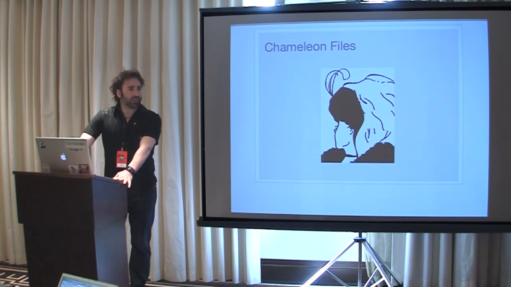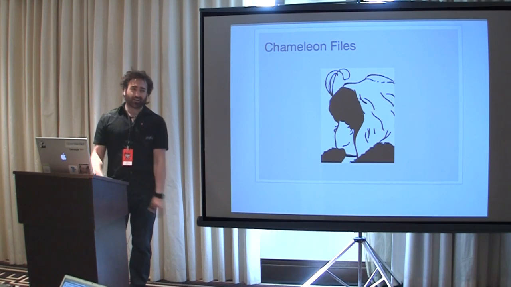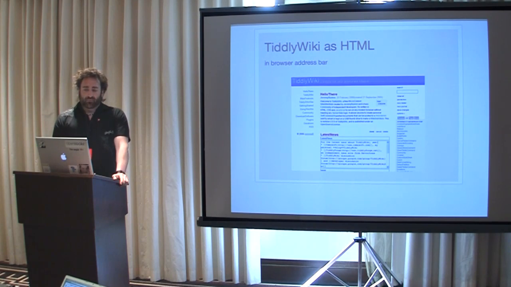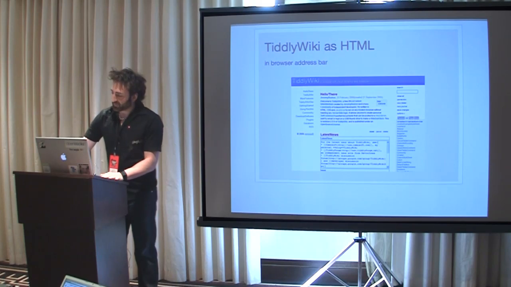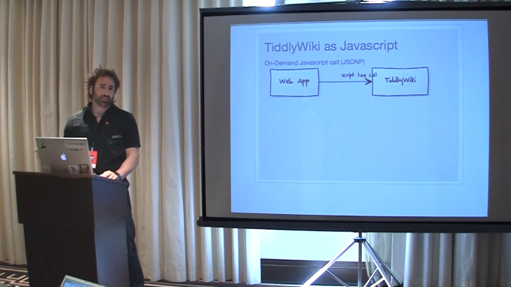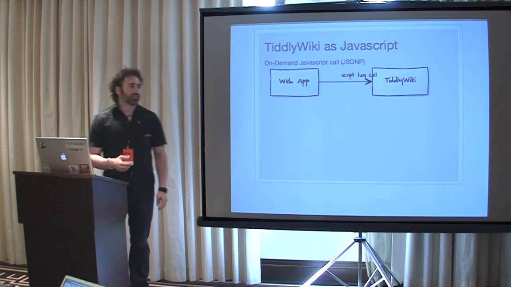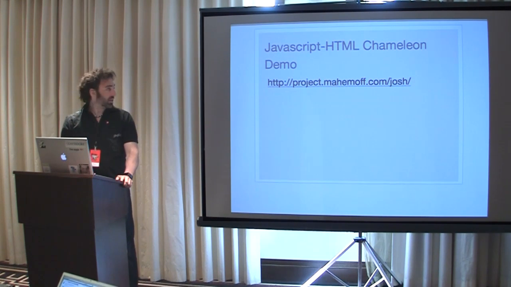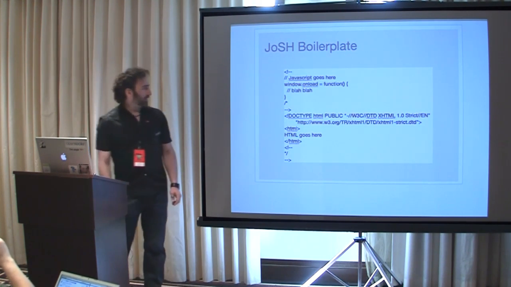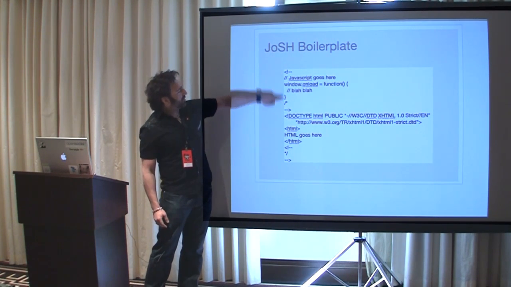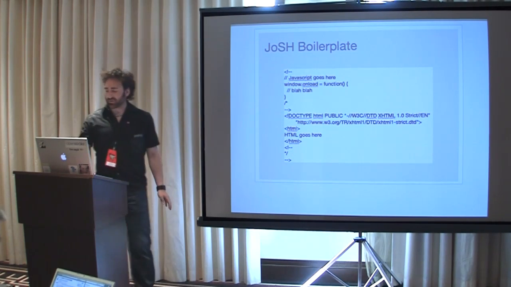So this is a Chameleon file. It's the kind of thing where, depending on who's looking at it, you can see it in 2 different ways. You view it from the browser, just type the TiddlyWiki URL into an address bar, and you see it as a TiddlyWiki. Taken from a third-party web app, it calls on the same URL as a script tag, and that actually evaluates in the browser as valid JavaScript. And the URL, you can see it here, and I'll show you how it looks. It's basically, you've got an open HTML tag, open JavaScript, close HTML, and so on. I'll show you how this actually looks.